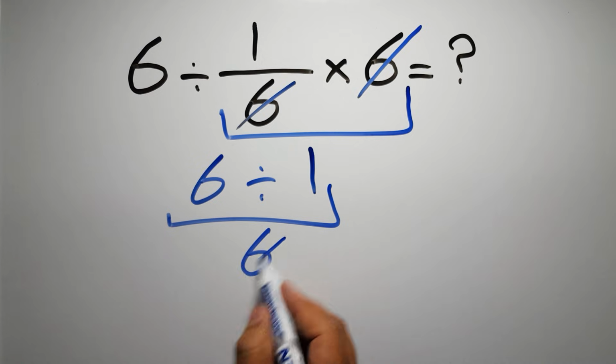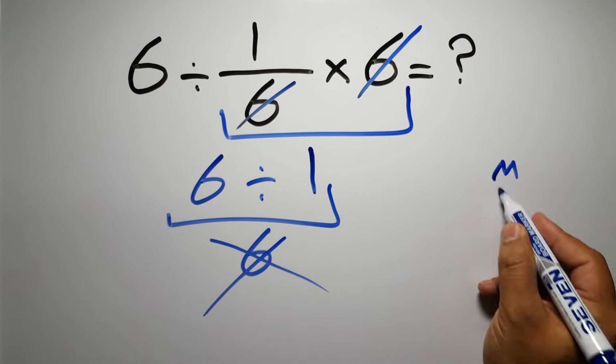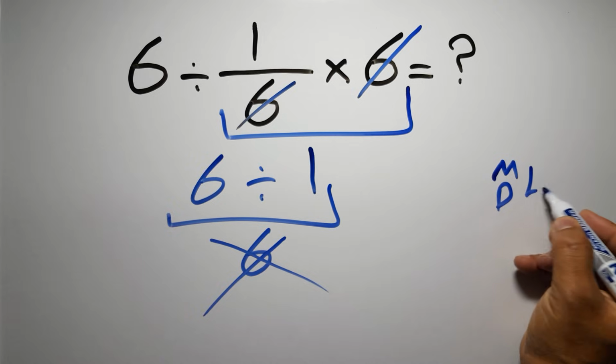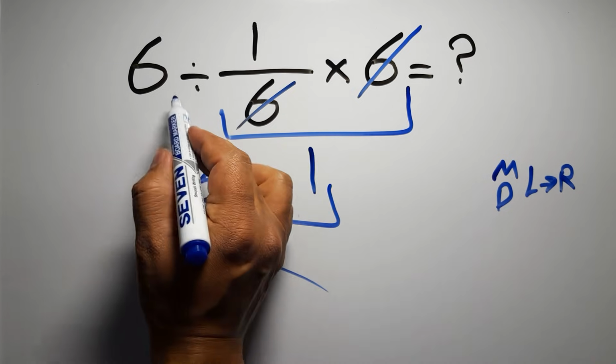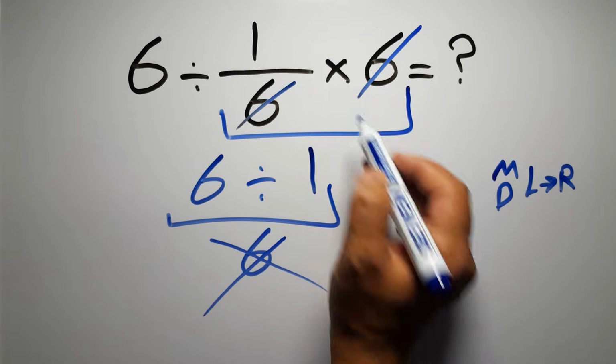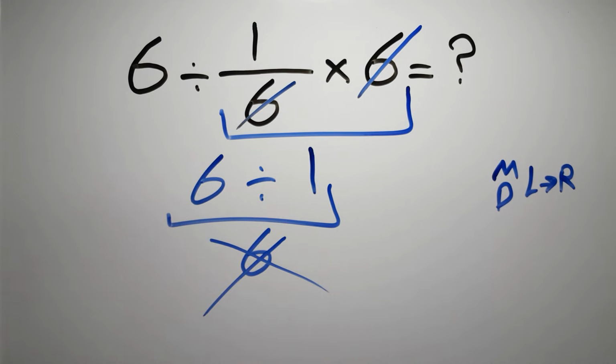But this answer is not correct. Because according to the rule of operations, multiplication and division have equal priority and we have to work from left to right. So here, first we have to do this division, then this multiplication. If we do this multiplication before this division, it is wrong.